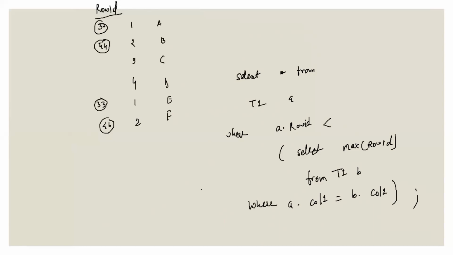It will select everything from table A, which is an alias for T1, wherever row ID is lesser than maximum of row ID of T1. So basically, it will select all the records where the row ID is not maximum corresponding to a duplicated record. So the values of row ID is suppose 61 and 62 corresponding to these two. Wherever the value of col one is matching with each other. So where is the value of col one matching? In this case and this case, this case and this case, right? So basically, we have this selection.